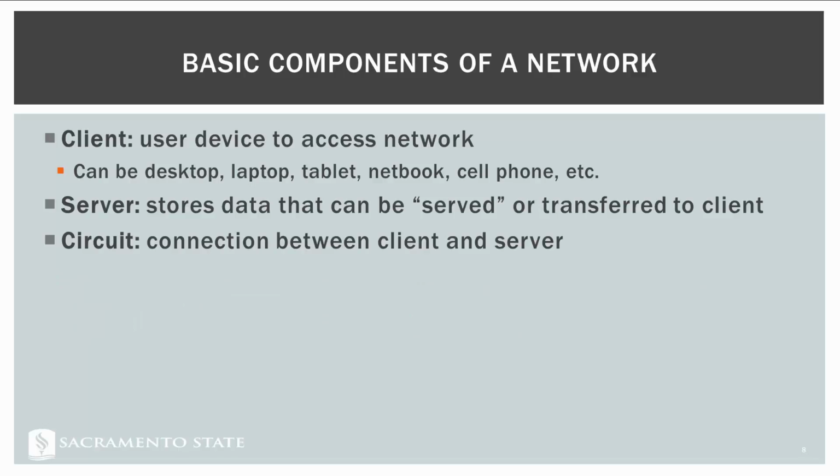So let's talk about some of the basic things. In networks, we have clients, servers, and circuits. Those are all very basic components. A client is a device that connects to the network and accesses the data, requests the data, downloads the data. These things can be desktops, laptops, tablets, netbooks, cell phones, whatever it happens to be. These are devices that ask for and get information from the next one, which is a server. A server is a device that serves up information or provides data to clients over the network. And the circuit is the connection between those clients and the servers.